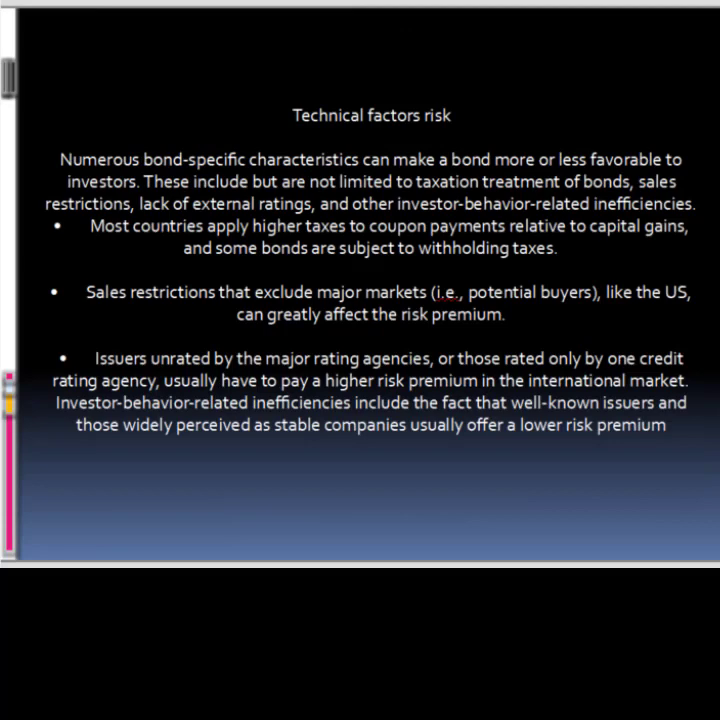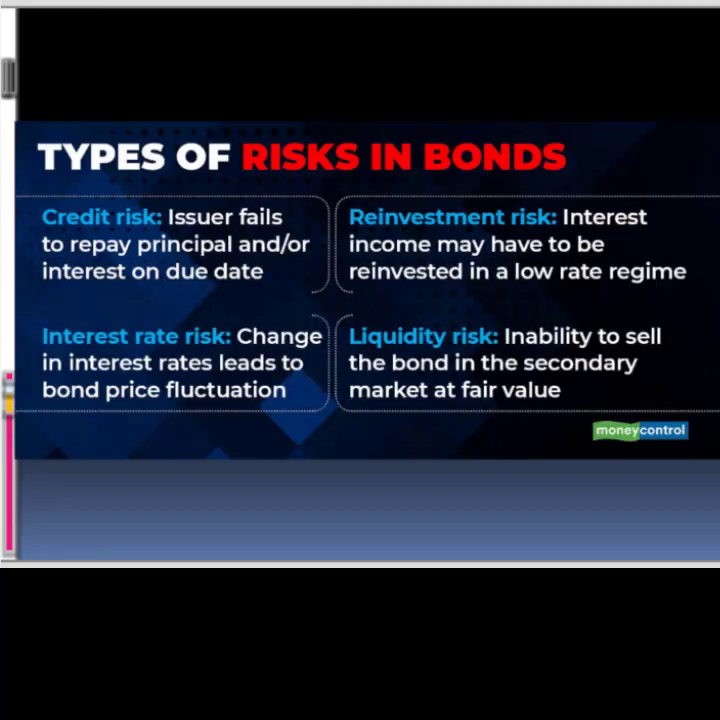Then we have some other technical factors. Again, please stop the video to read through it, but I will just go very fast on these ones. Most countries apply higher taxes, so taxes are also important on bonds, as are sales restrictions and issues that are unrated by the major credit agencies. For example, Moody's, S&P, and others rate the credit risk of each bond issued in the market, and those that are unrated can take on more risk than the others.